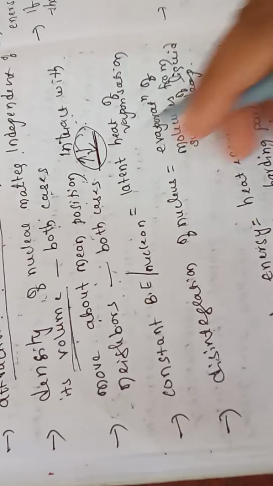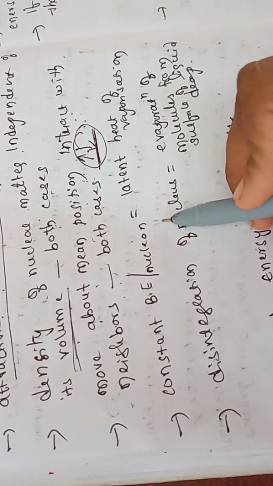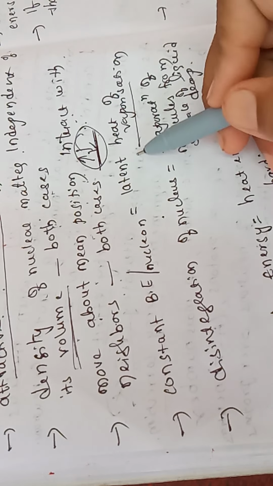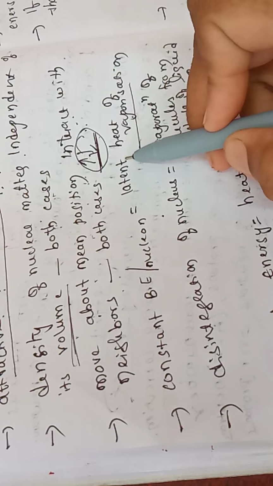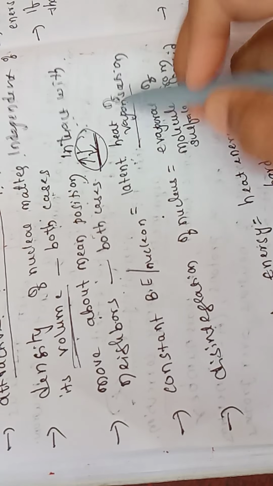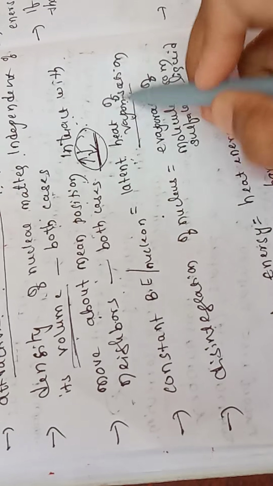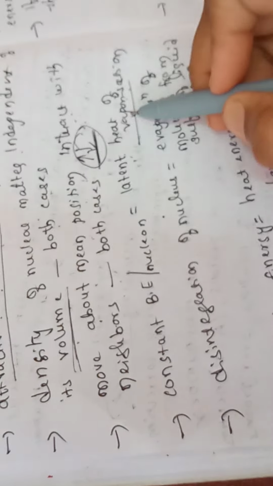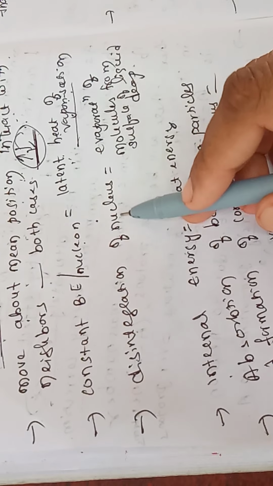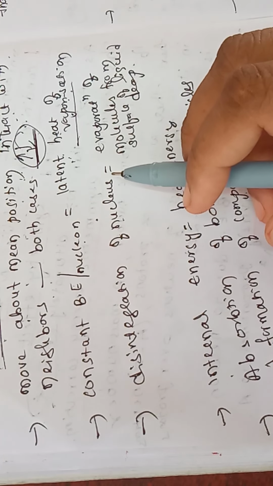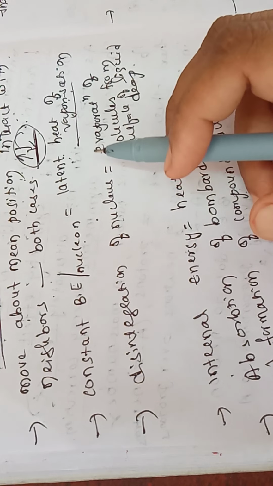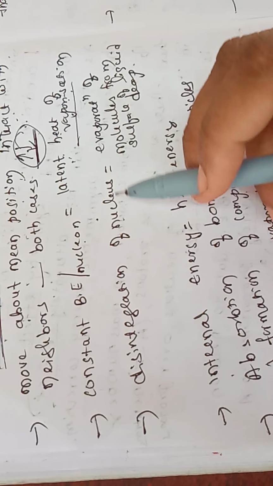Okay. Now next, the next similarity is the constant binding energy per nucleon. He compared it with latent heat of vaporization. Okay, what is latent heat of vaporization? That particular heat required to convert a liquid into steam or vapor, we call it latent heat of vaporization. So here binding energy per nucleon is equivalent to the latent heat of vaporization. Right? Now next, the disintegration of nucleus. Disintegration of nucleus means the nucleus converts into a lighter nucleus by the emission of alpha, beta radiations. So that we call disintegration of nucleus.